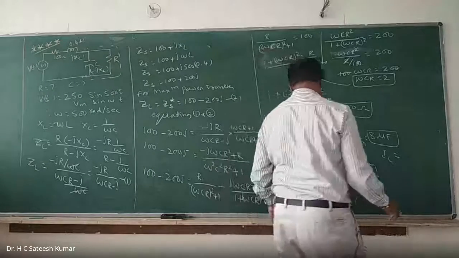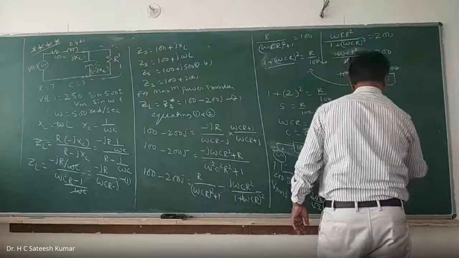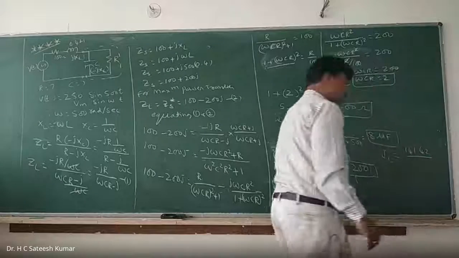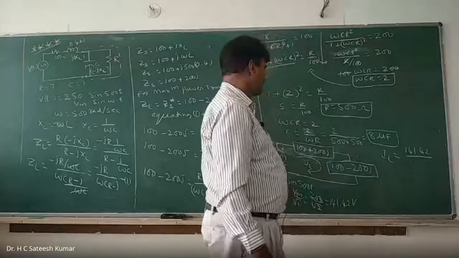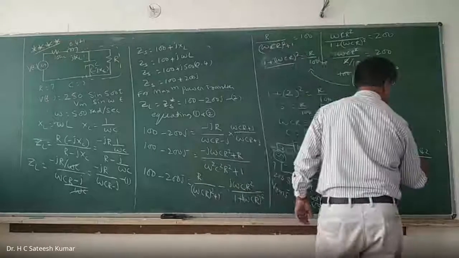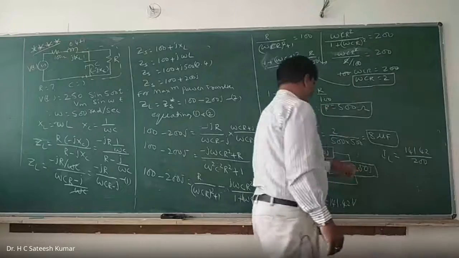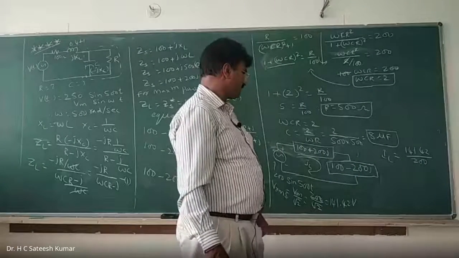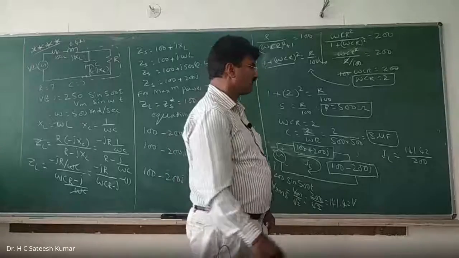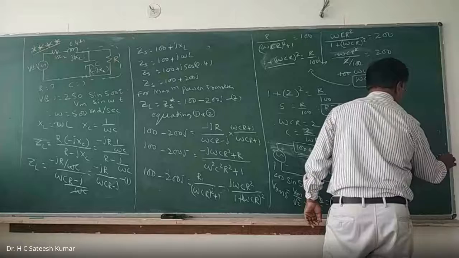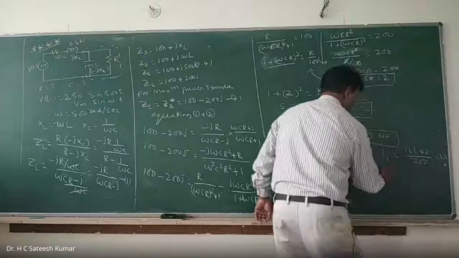IL is equal to what? Voltage 141.42 divided by, what do we have? If you add it, what will you get? 200. How much is that? 0.707 amps.